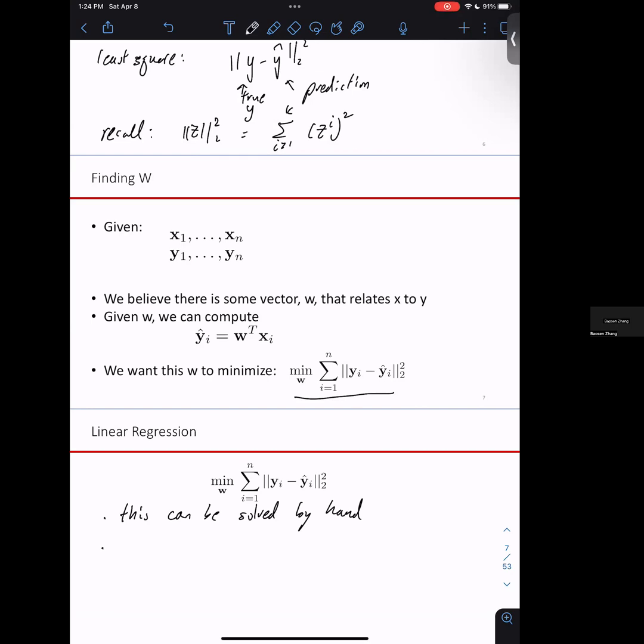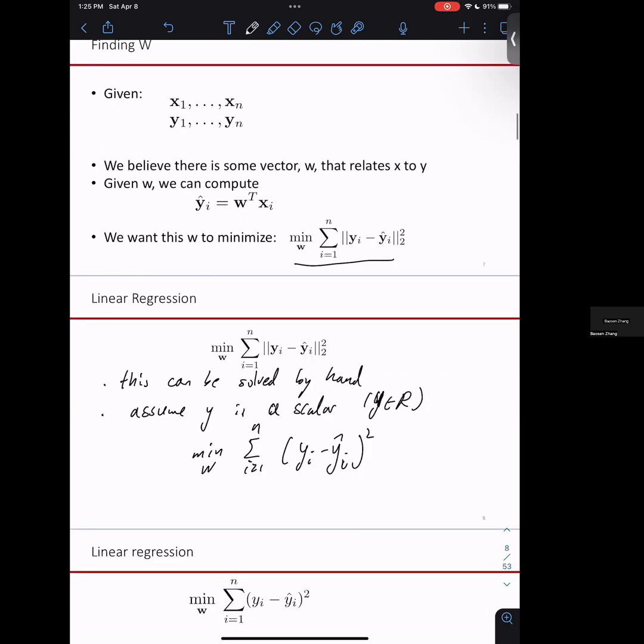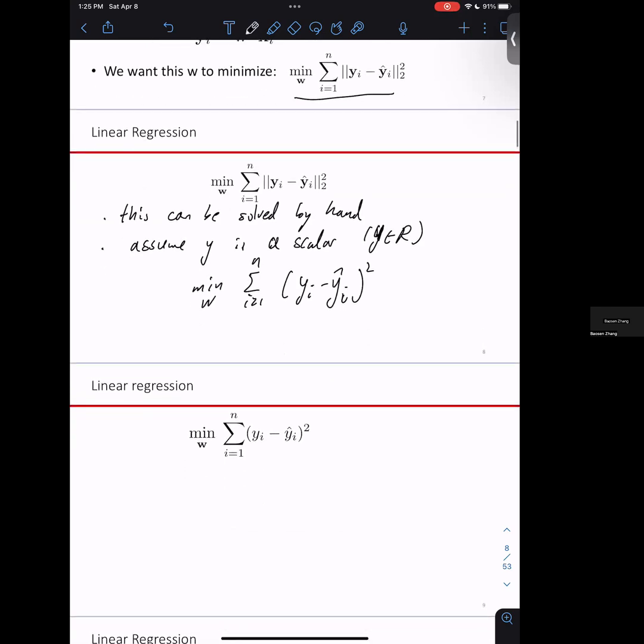Okay, the way to see we can solve this by hand is, let's say, assume y is a scalar. So y is just a real number, it's not a vector. And our goal is to find a bunch of weights that minimizes this error. And this we can do by direct differentiation.